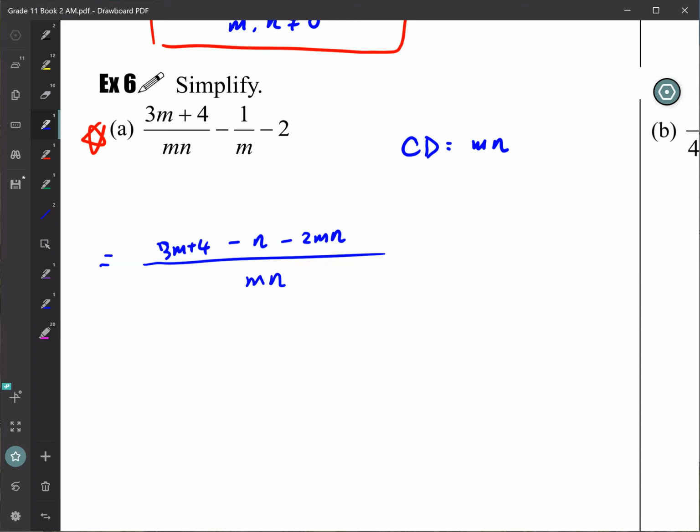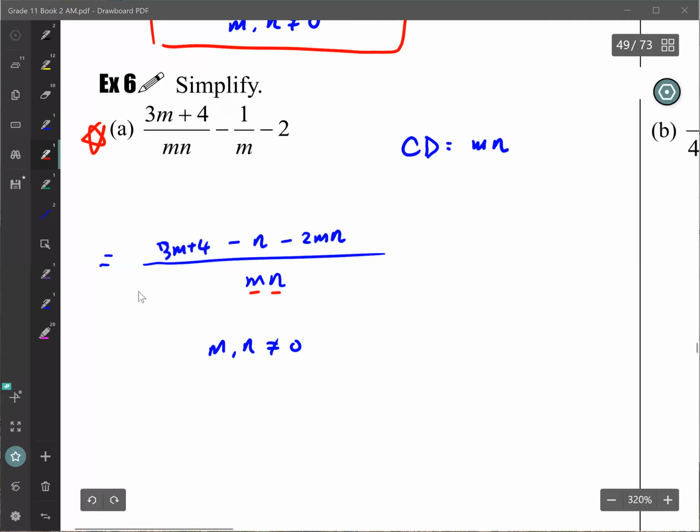So what should be the restriction? M and N cannot equal 0. Yeah, there are 2 parts in the denominator, so you just have m and n. Parts are separated by multiplying, so you get 2 restrictions here. Does anyone have different answers? Can you raise your hand again if you get the same?